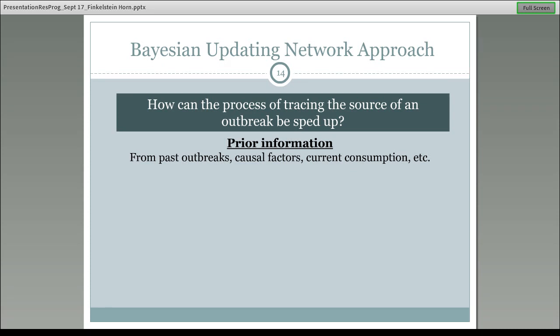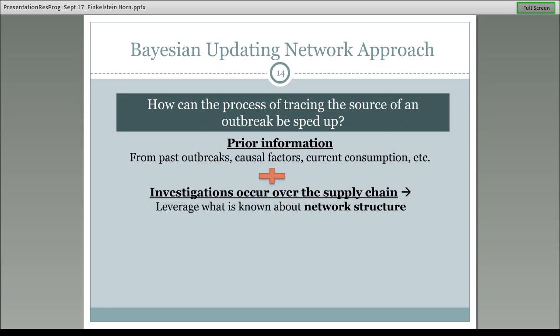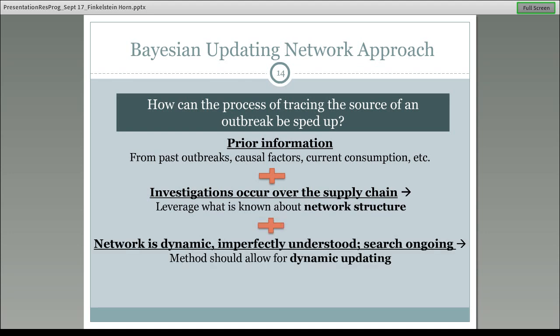So first, we start with prior information from past outbreaks, where we've seen outbreaks in the past, information about causal factors, what leads to outbreaks, current consumption rates, etc. And then add to that the fact that we know that investigations are occurring over the supply chain. So we should leverage what information is known about the network structure of the food supply chain.